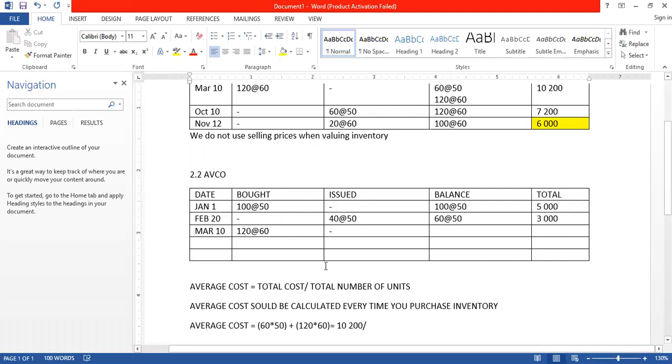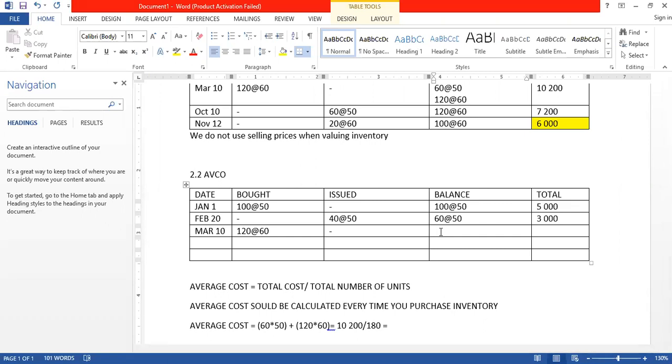So how many items do we have in this case? We have 120 items plus 60 items. That will give us 180 units. Therefore, you divide it by 180, and then you get your average cost. So 10,200 divided by 180, and then you get your average cost of 56.67 cents.